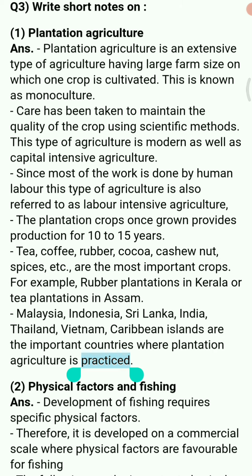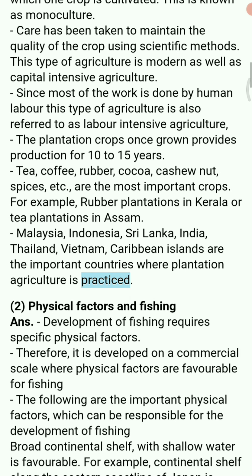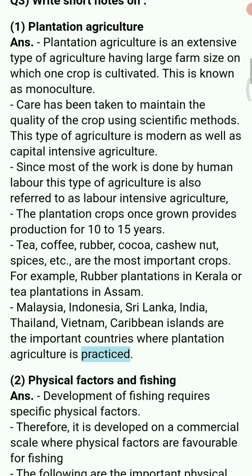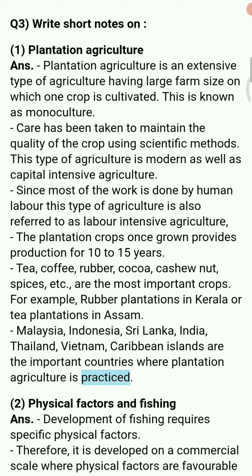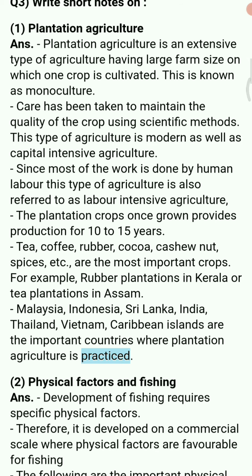Once the crop is produced, it gives yield for 10 to 15 years. Now which type of crops are seen? Tea, coffee, rubber, these are the crops seen over here. And the countries which practice plantation agriculture are Malaysia, Indonesia, Sri Lanka, India. So these are the points which you have to mention.